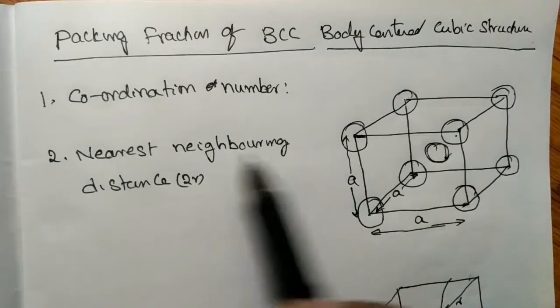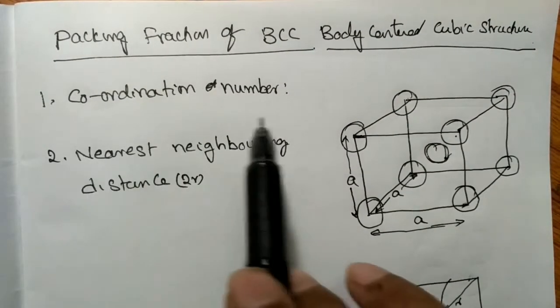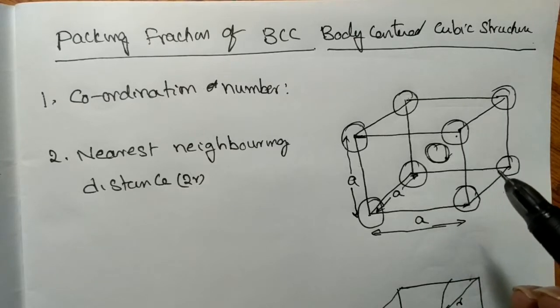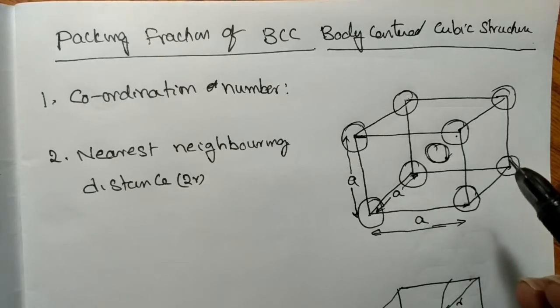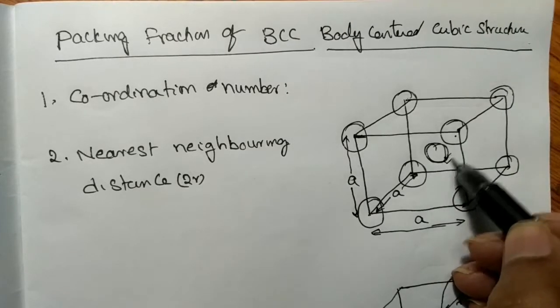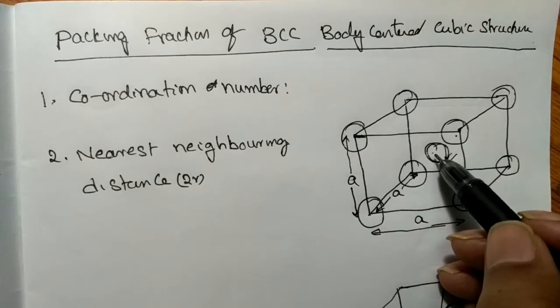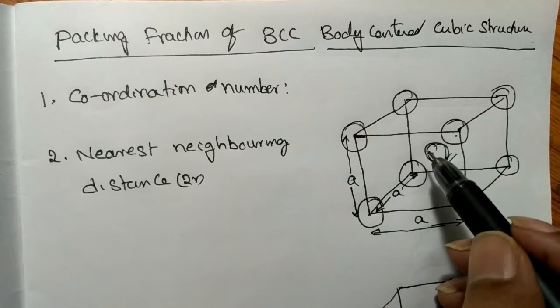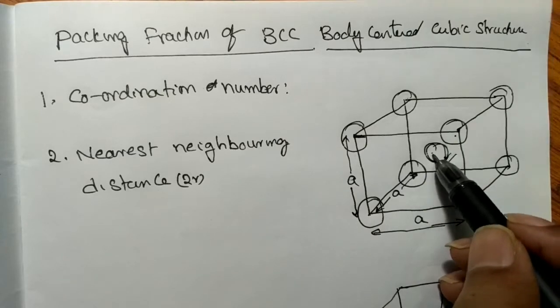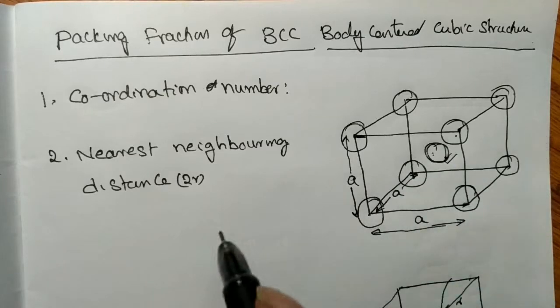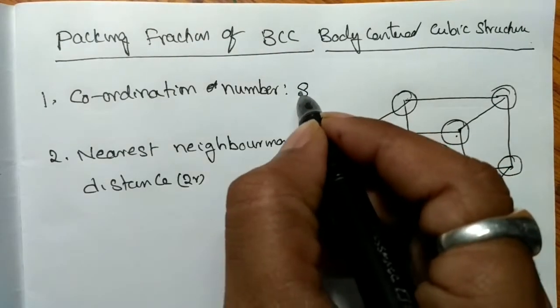The first parameter I have to find is the coordination number. The coordination number means the number of nearest atoms to any one atom. So you consider this atom. The nearest neighboring atoms are these 4 and these 4. That means the coordination number is 8.